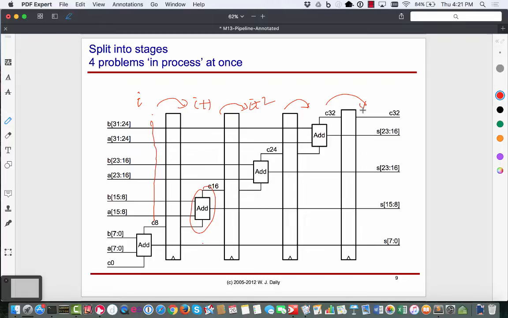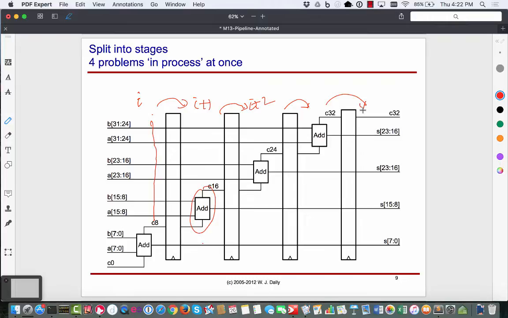So let's imagine my adder was a 100 nanosecond, 32-bit adder. Previously, every 100 nanoseconds, I could handle one pair of AB. Now, every 25 nanoseconds, I can handle one pair of AB. So my throughput goes up by a factor of 4. Moreover, for a given pair of AB, previously I took 100 nanoseconds, now I take 4 times 25 nanoseconds. So still 100 nanoseconds.